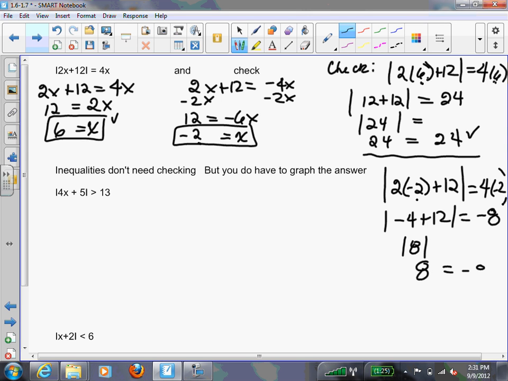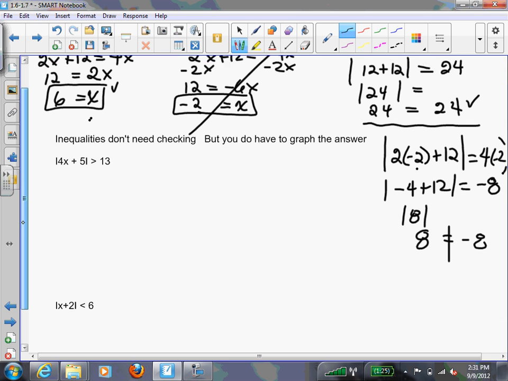But does 8 equal negative 8? And the answer is no. So that means this case doesn't work, and our only answer is 6. And so we indicate that it doesn't work by crossing out our answer the way I did. And that shows that this answer of x equals 6 is the only one that works.